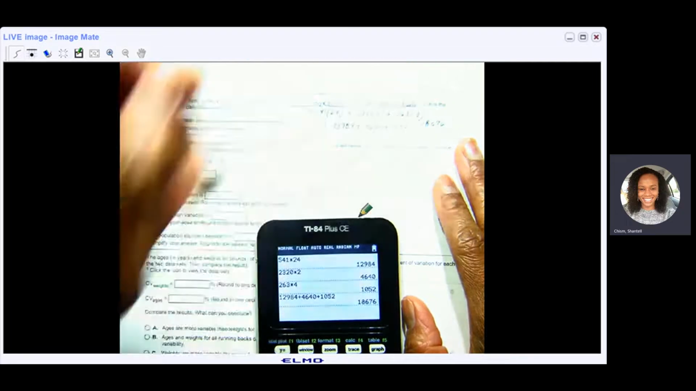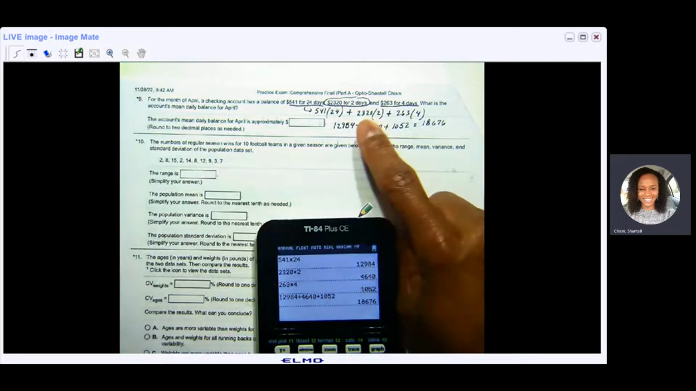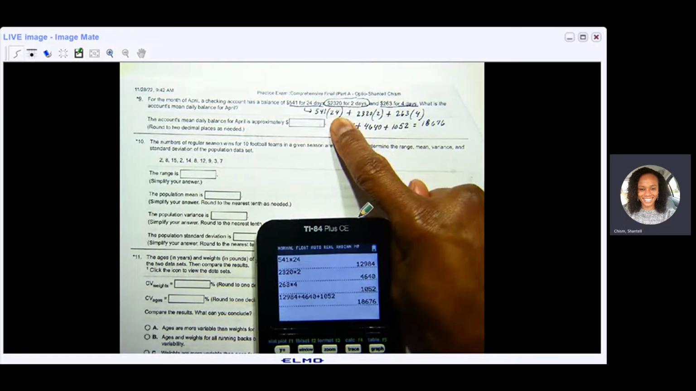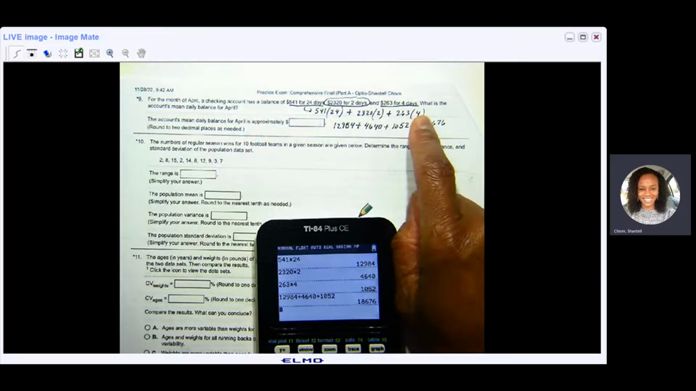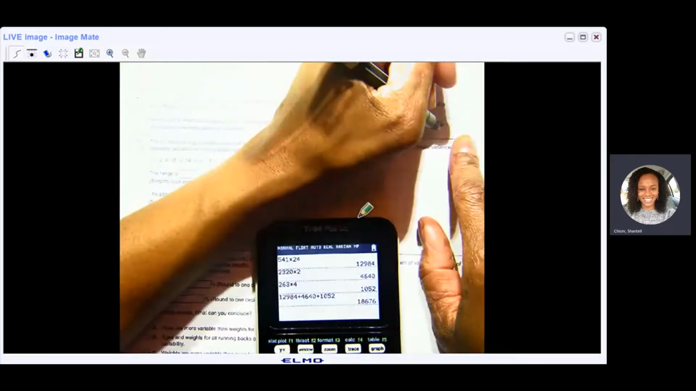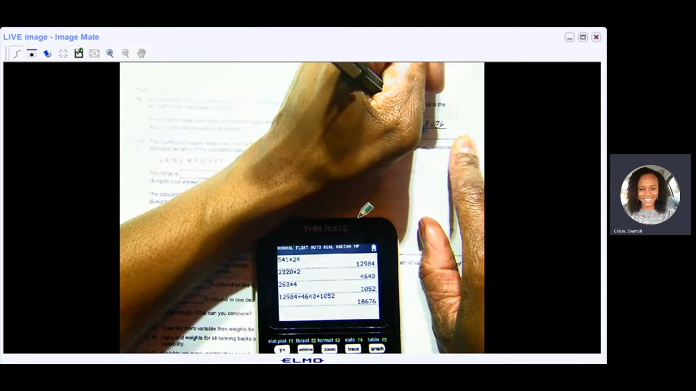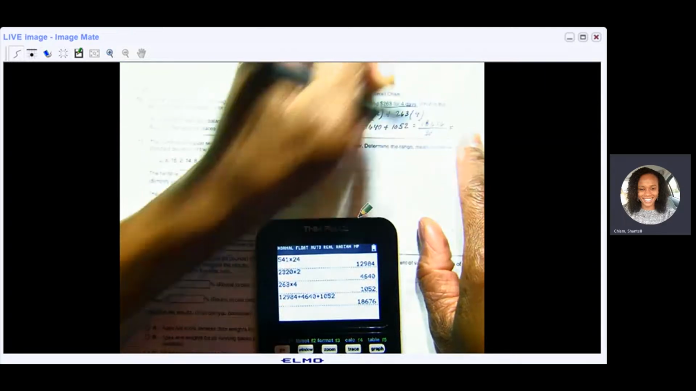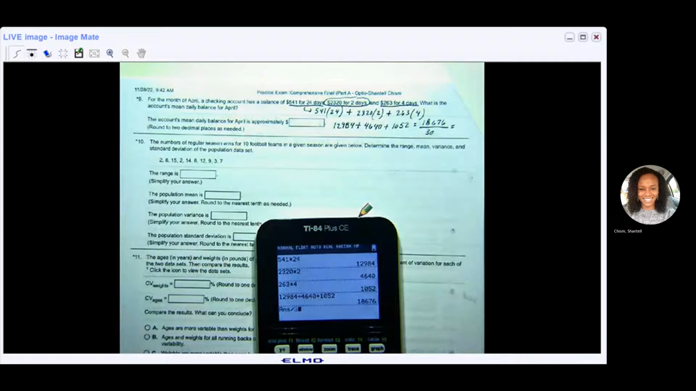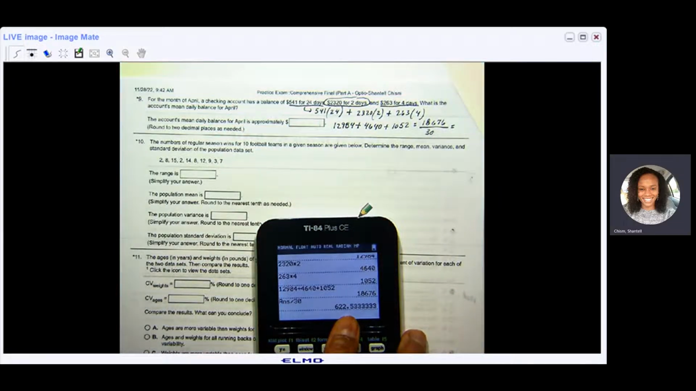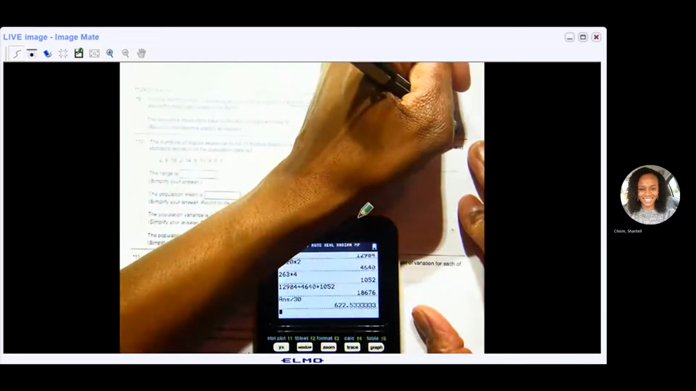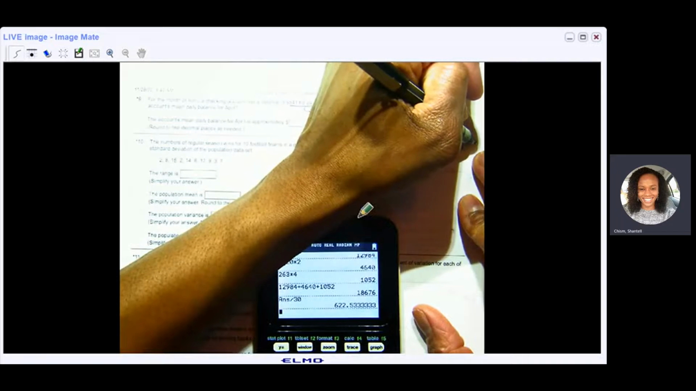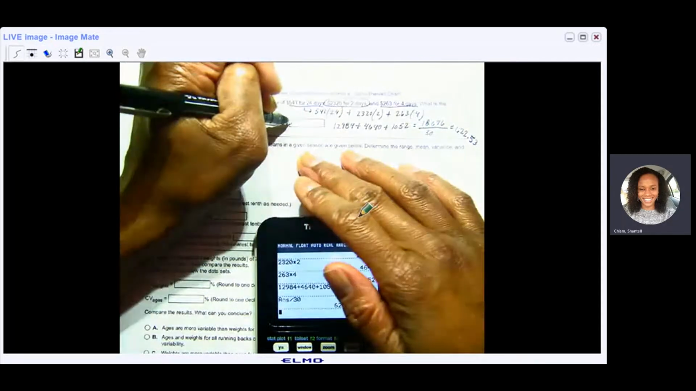18,676. And in the month of April, there were 30 days. 24 plus 2 more is 26. 26 plus 4 more is 30. So 18,676 divided by 30 days gives us a mean daily balance of $622 and about 53 cents. 622.53. And that's what we'll put here.